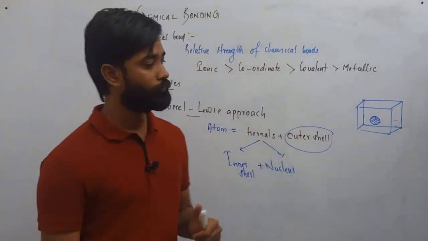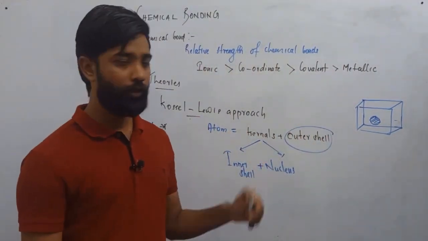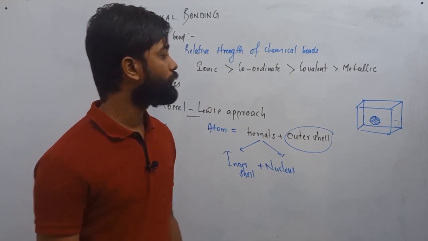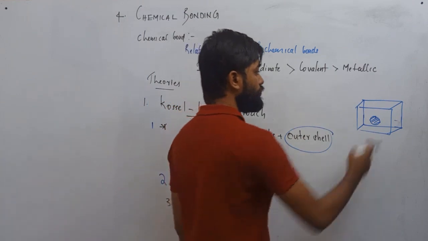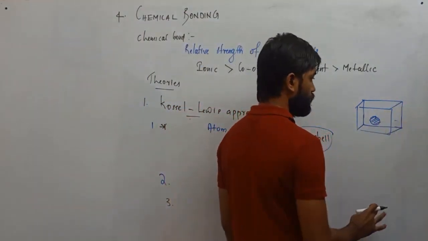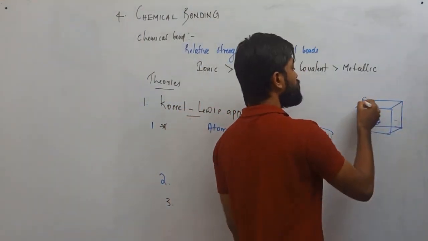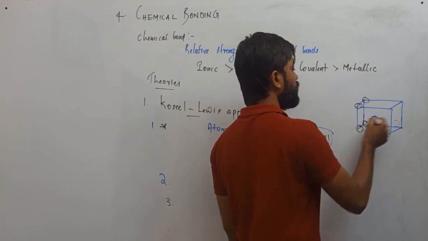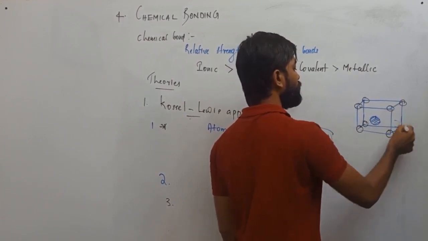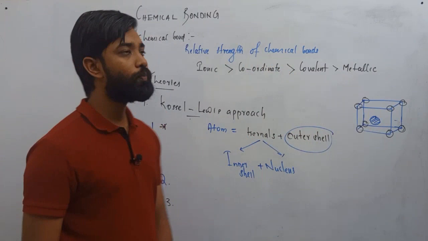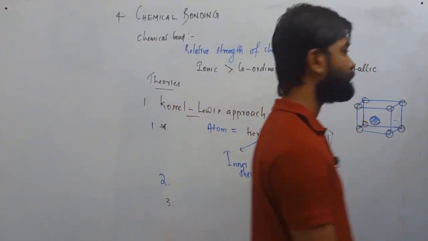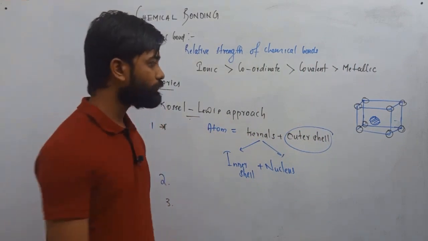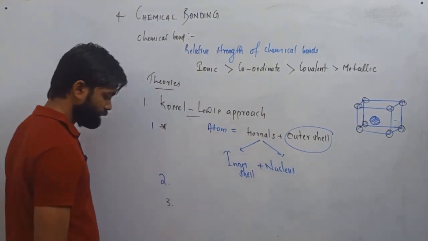Third point, write down. So what about the outer shell electrons? This cube is said to be the outer shell. The outer shell electrons are arranged in the corners of the cube. Okay, so the next point, that is, outer shell electrons are arranged in the corners of cube. Okay, fine.